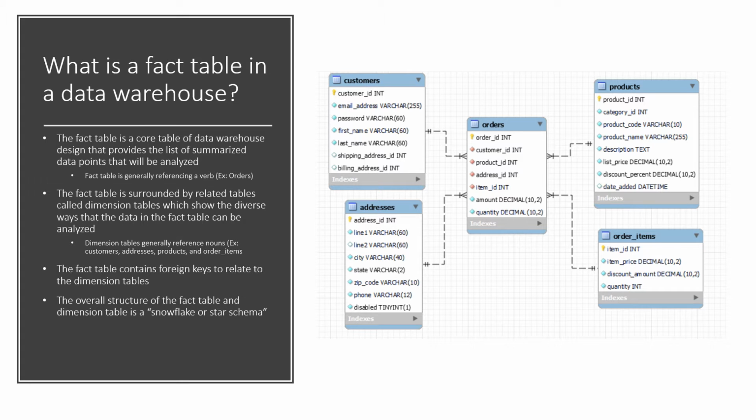So in the example to the right, you can see that the dimension tables are customers, addresses, products, and order items. The fact table also contains foreign keys to relate back to those dimension tables so that data can be referenced. And the overall structure that you see on the right-hand side of the fact table and the dimension tables is known as a snowflake, or star schema.